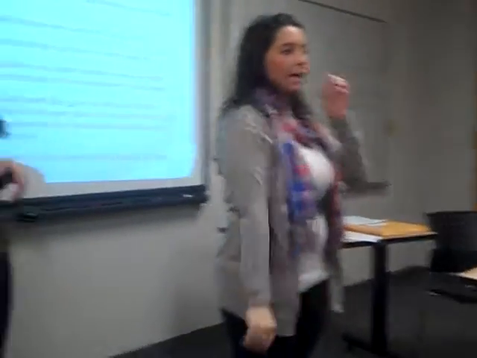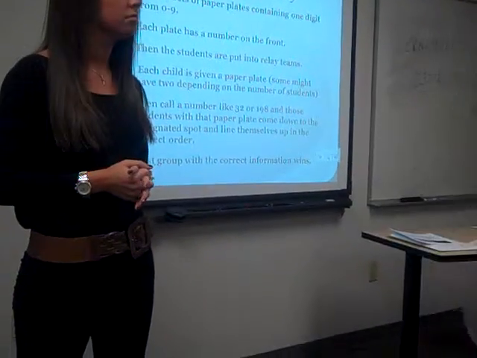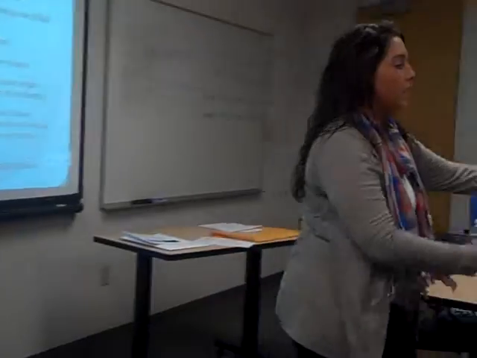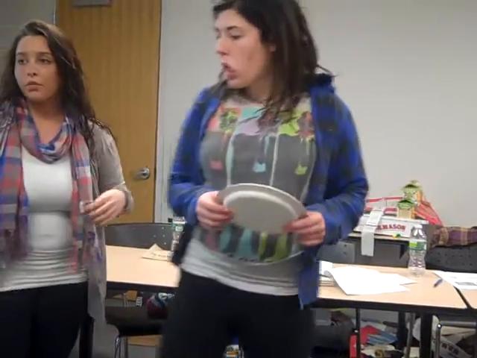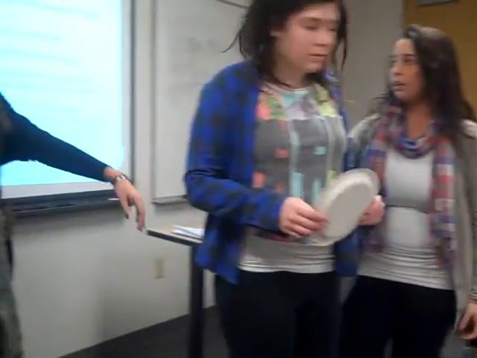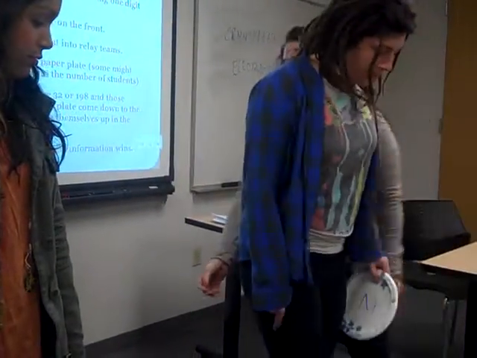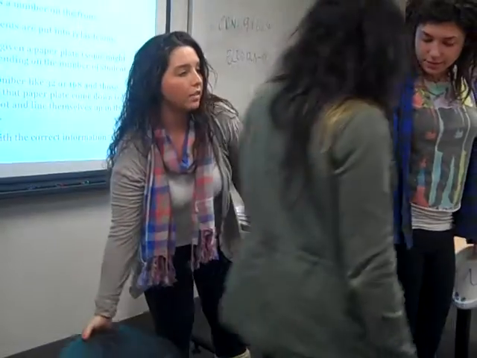Jamie, you're on that side. For example, if we wanted to make the number 12, Josa, where would you have to stand in order to make 12? You're both on the same team, sorry. So this is their side, that's our side. You have to be standing next to each other. You're making the number 12.